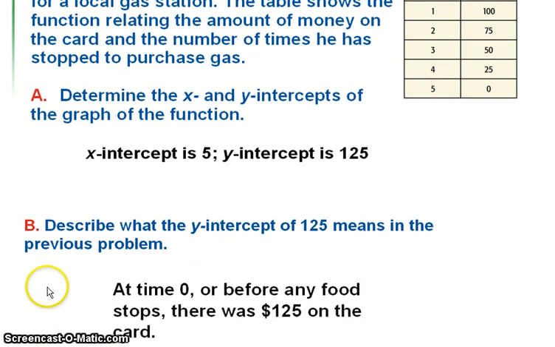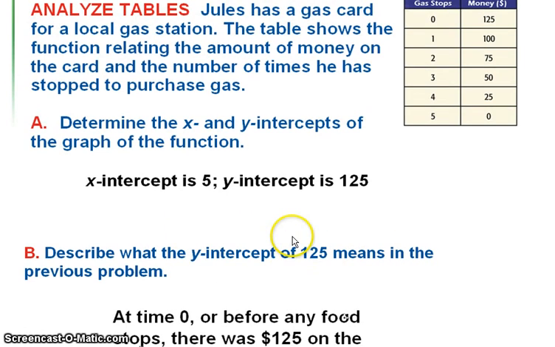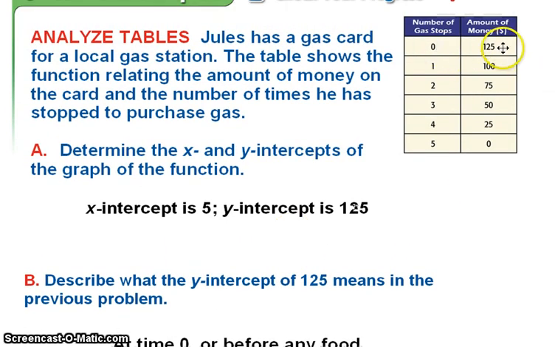Now, we have to describe what that means in terms of this problem. Well, what it means is at the time of 0, or before any gas stops, there's $125 on the card. That's what the y-intercept means. If you look at your chart here, your y-intercept is $125. After 0 stops, there's $125 on the card. That means that's how much he started with.